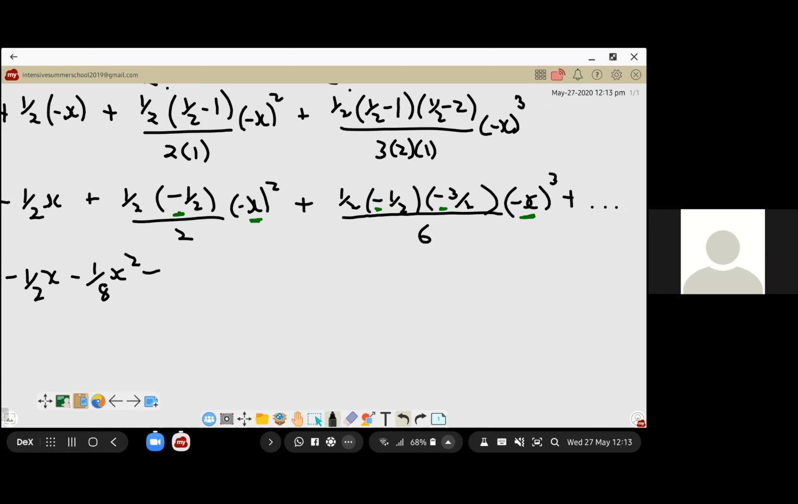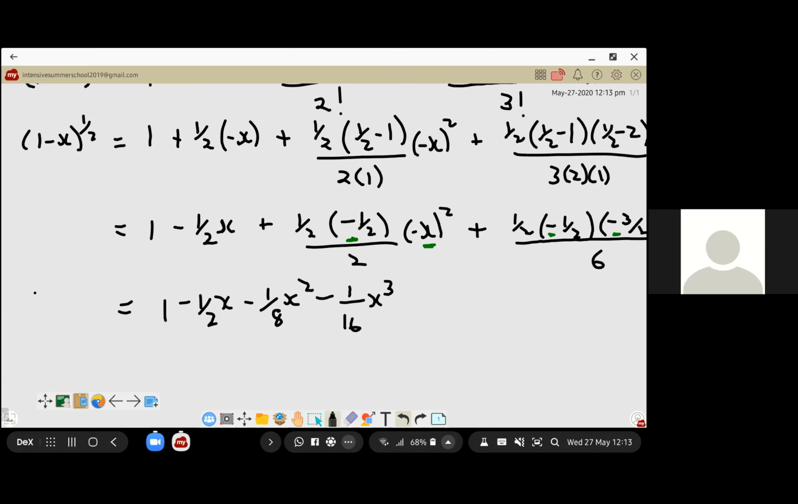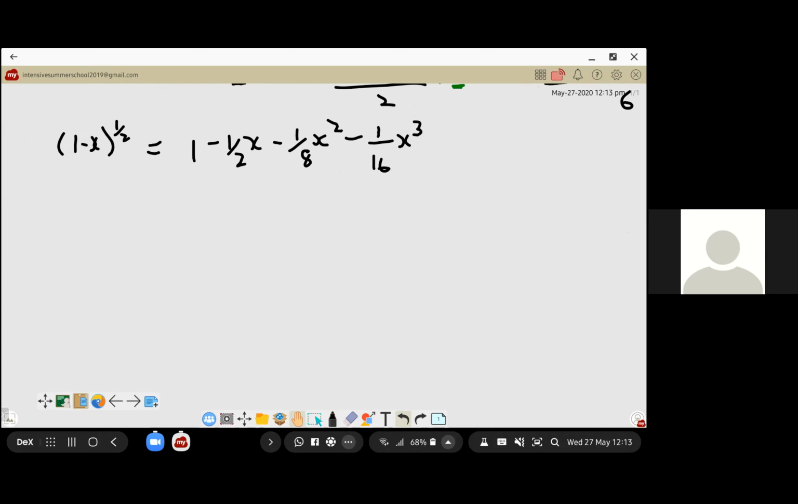Good. The rest, let's go. So just 0.5. Negative 1 over 16. Okay, so negative 1 over 16, x cubed. Good. So it means that this is our answer for 1 minus x all raised to the power half. Good. We are not yet done with the question. We've not even reached half of the question.